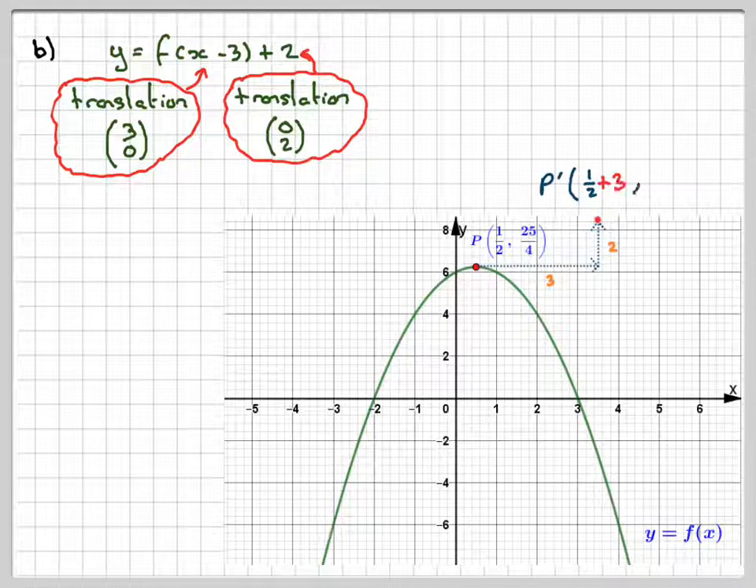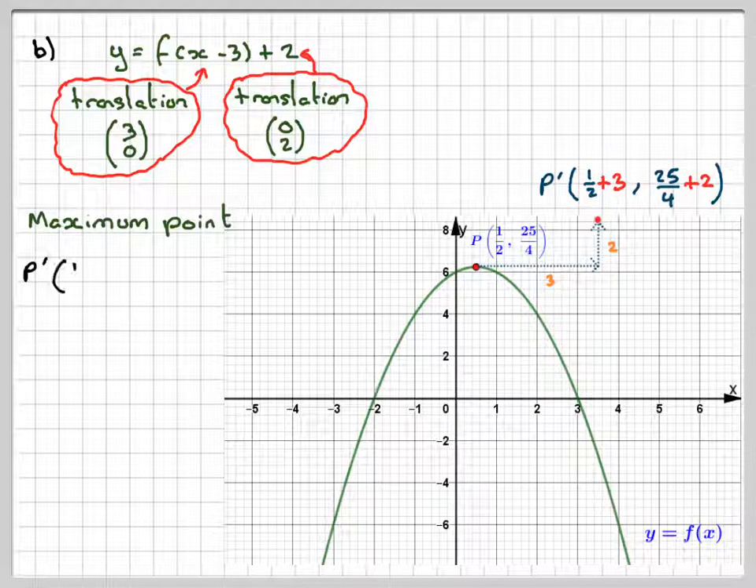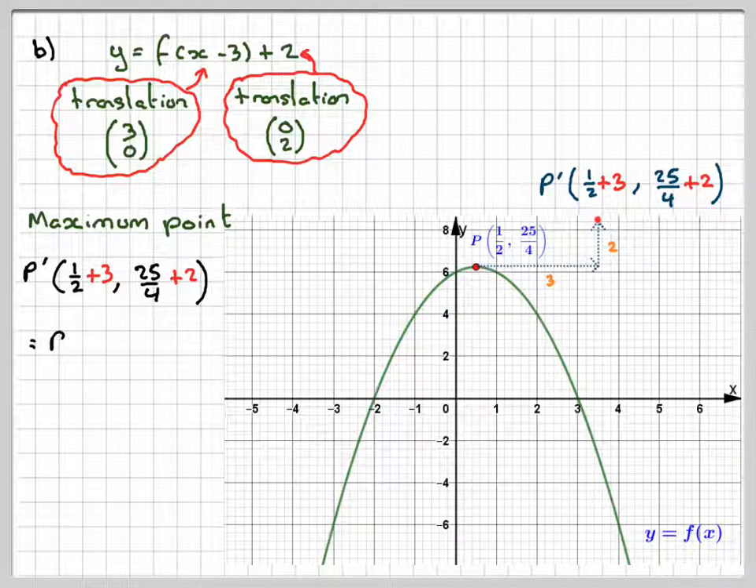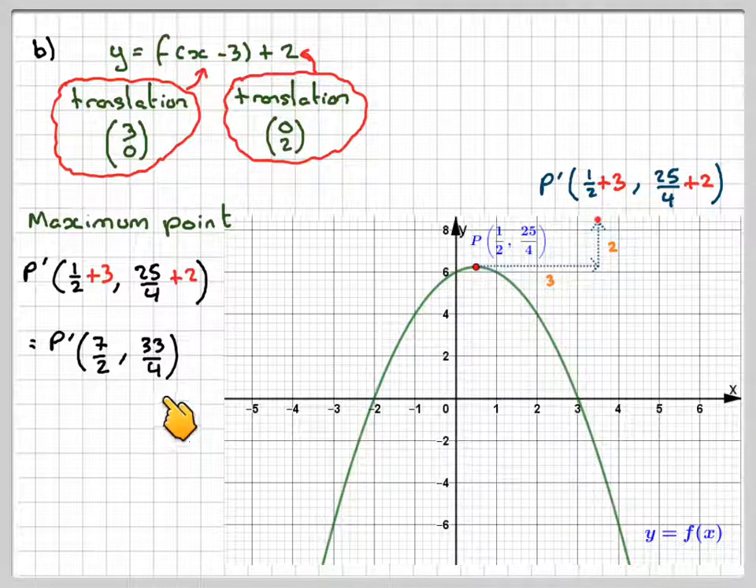So that's going to be, which we'll call P dash, a half plus 3, comma, 25 over 4 plus 2. So the maximum point is going to be a half plus 3, 6 1/4 plus 2. So this point is going to move to this point here. That's going to be 7 over 2, and this is going to be 33 over 4, so 8 1/4. Okay, so that is the maximum point, and therefore we have answered the question.